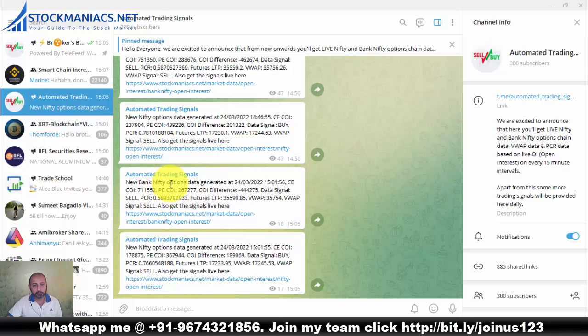You can see new Bank Nifty options data generated at 24/3/2022. Today is 24th of March 2022. The last data signal was generated at 15:01. The call change of open interest was 711,552 and the put change of open interest was 267,277. So the change of open interest difference is minus 444,275. So more than 4,44,275, that is the difference on the call side.